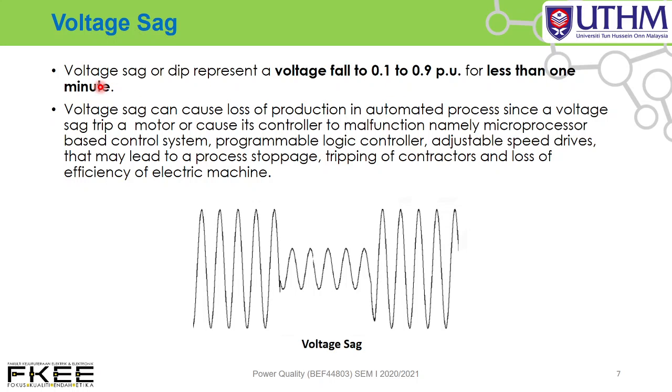Or voltage dip. Voltage sag can cause loss of production in automated processes, since a voltage sag can trip a motor or cause its controller to malfunction. This controller can be a microprocessor-based controller, programmable logic controller, or adjustable speed drive for the motor. That may lead to a process stop, tripping of contactors and loss of efficiency of electric machines. This is a voltage sag, a fall to 0.1 to 0.9 per unit. This one we call a voltage sag.